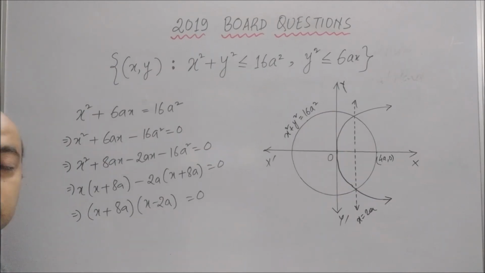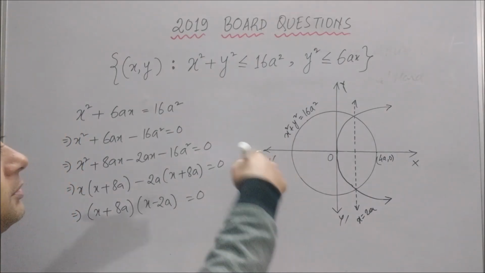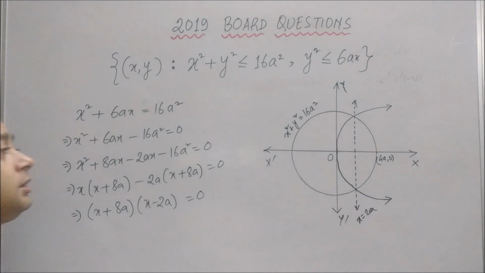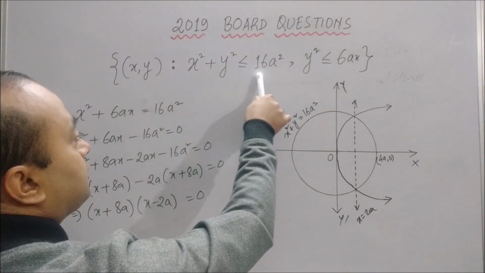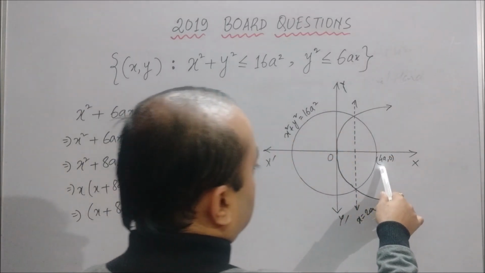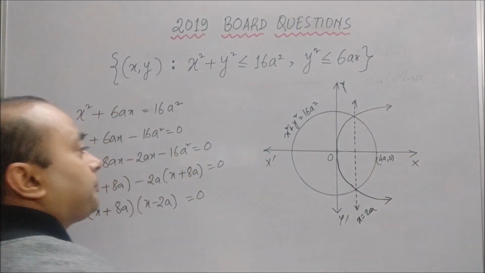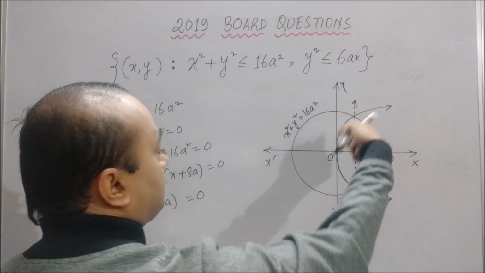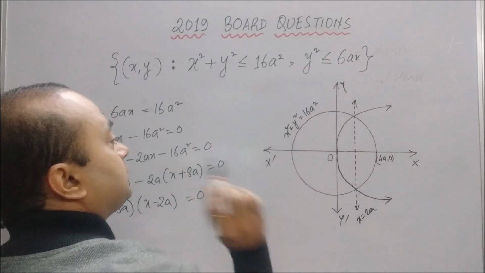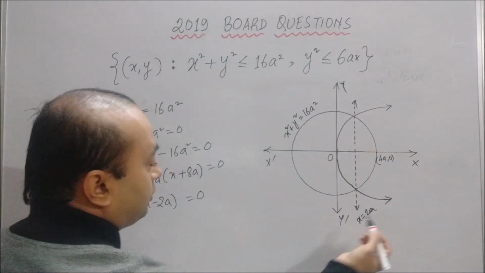The next question is a little bit similar to the previous question because it again involves a circle and a parabola. I have already made the setup here. The circle is x square plus y square equal to 16a square. This is the circle. 16a square means 4a whole square, so it is 4a. This point is 0, 4a. And the circle and the parabola y square equal to 6ax will intersect at the point x equal to 2a. How?